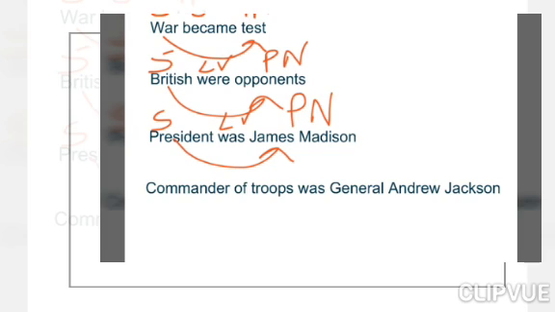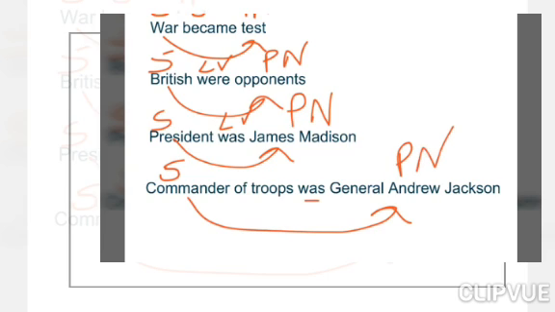The third one and last one. Let's see. Commander of troops was General Andrew Jackson. Commander in this case is our subject. There you go. Then let's find the linking verb to identify the predicate nominative. So was is the linking verb, and the predicate nominative is, of course, General Andrew Jackson.